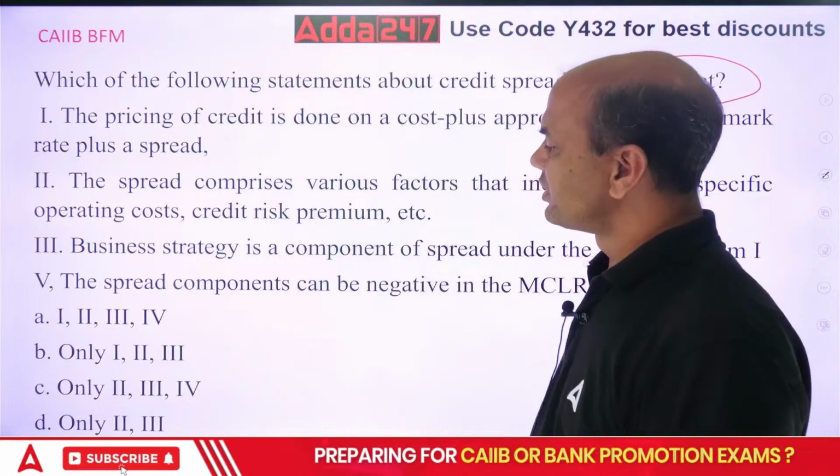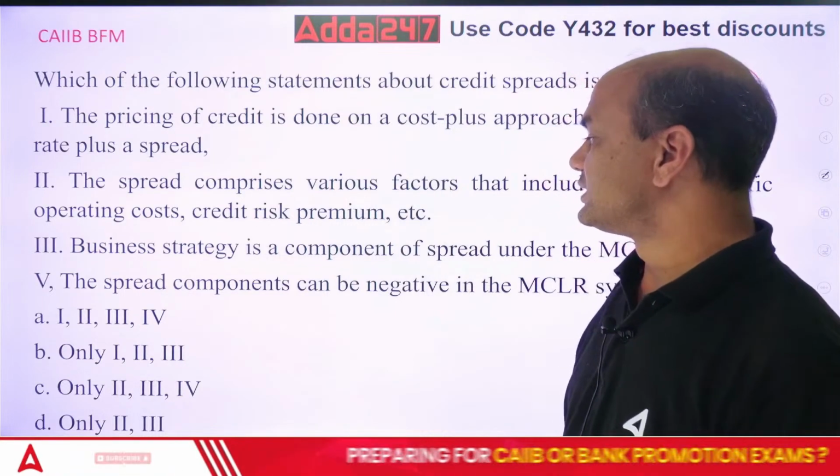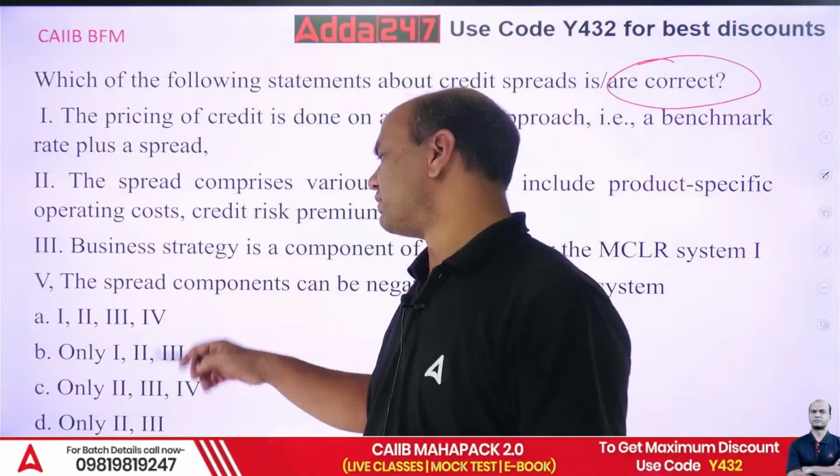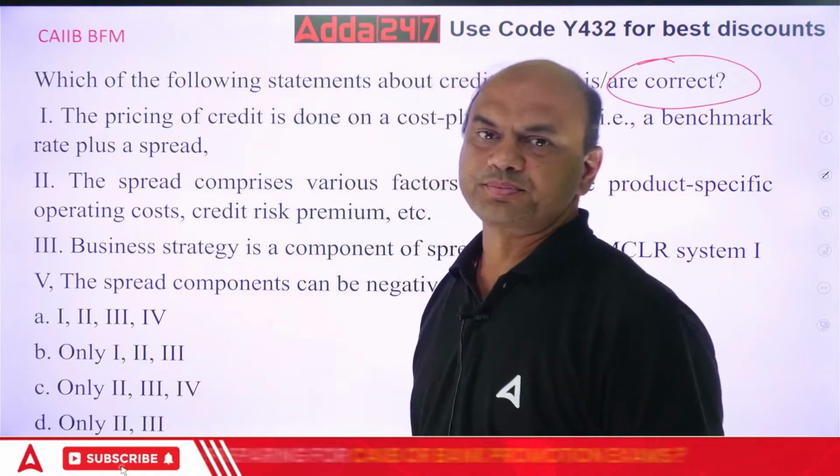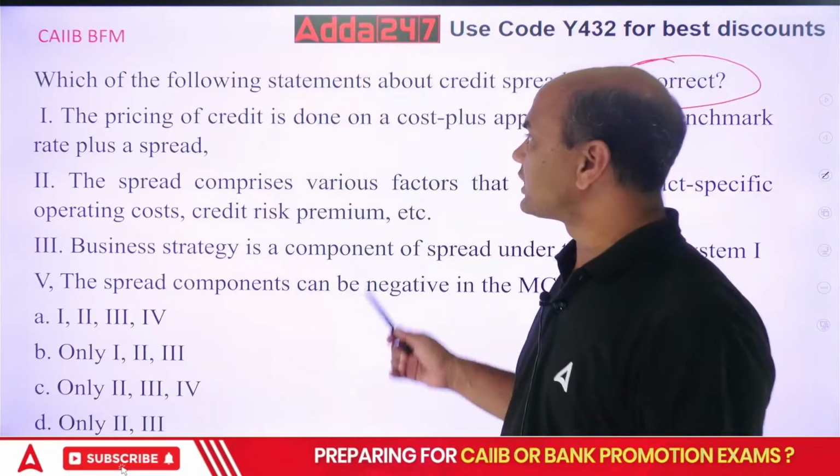So which is the true one? See the options also: only 1, 2, 3; 2, 3 and 4; and 2 and 3. So what all can be done over here?